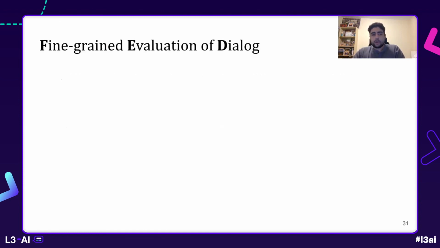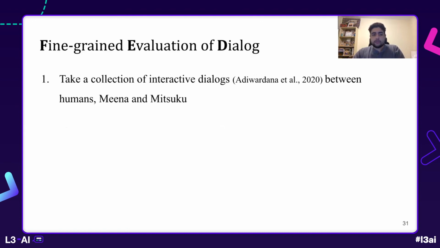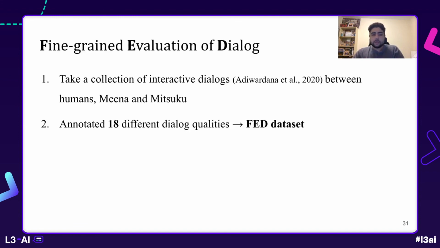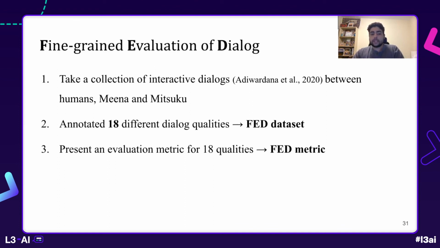To address these problems, we worked on fine-grained evaluation of dialogue. Essentially what we did was we took a collection of interactive dialogues between humans, Mina, and Mitsuku. We annotated these dialogues for 18 different dialogue qualities to produce the FED dataset. We then present an evaluation metric that can effectively measure these 18 different qualities, which we call the FED metric.